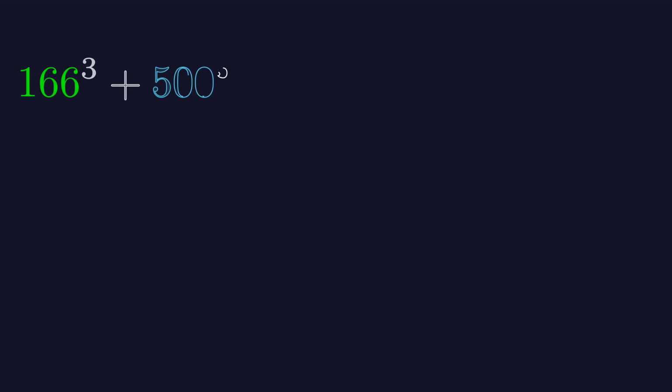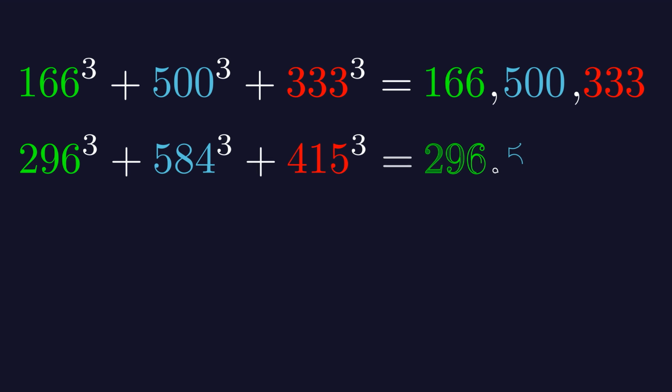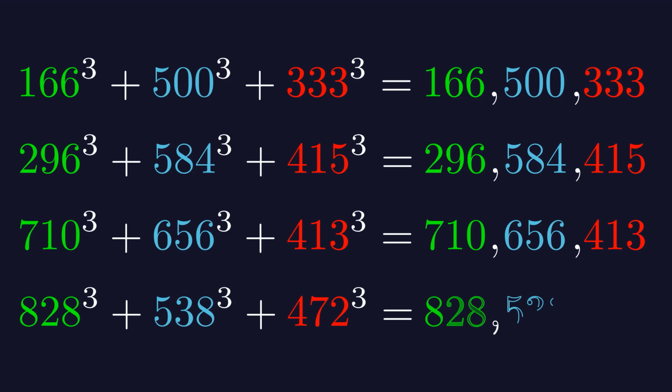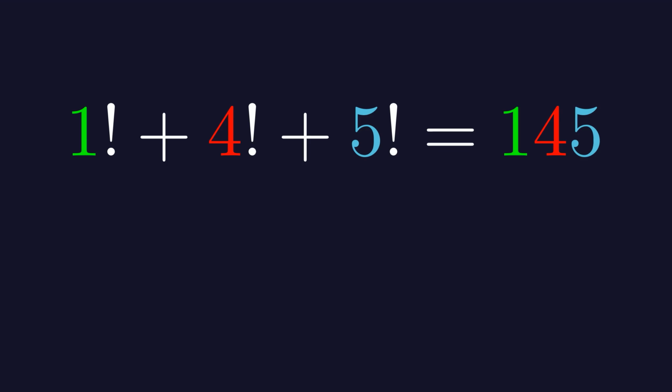166 to the power of 3 plus 500 to the power of 3 plus 333 to the power of 3 is equal to 166,500,333. 296 to the power of 3 plus 584 to the power of 3 plus 415 to the power of 3 is equal to 296,584,415. The same is true for 710,656,413 and 828,538,472.